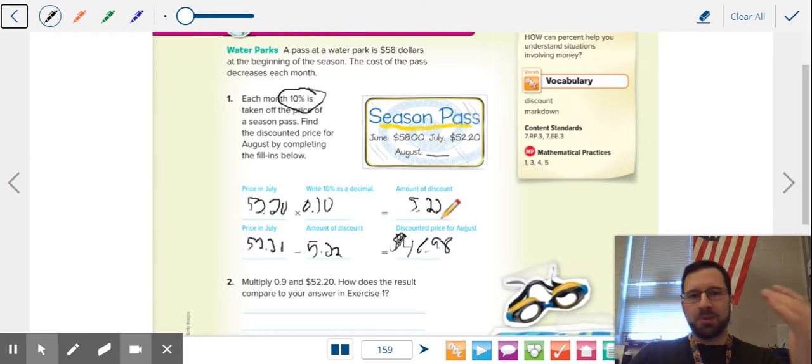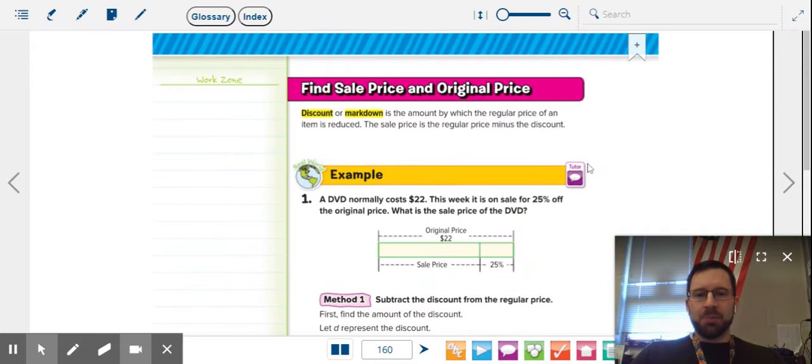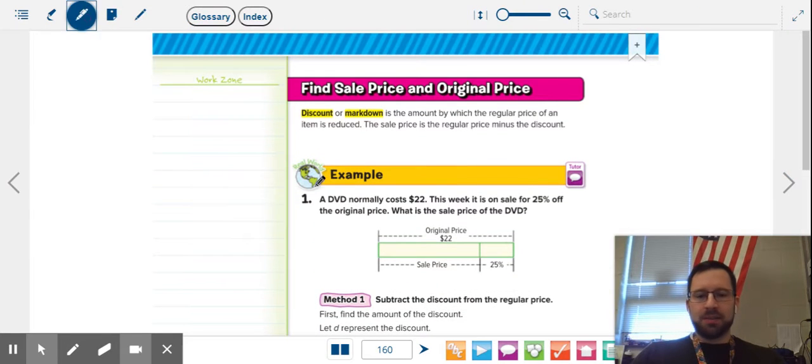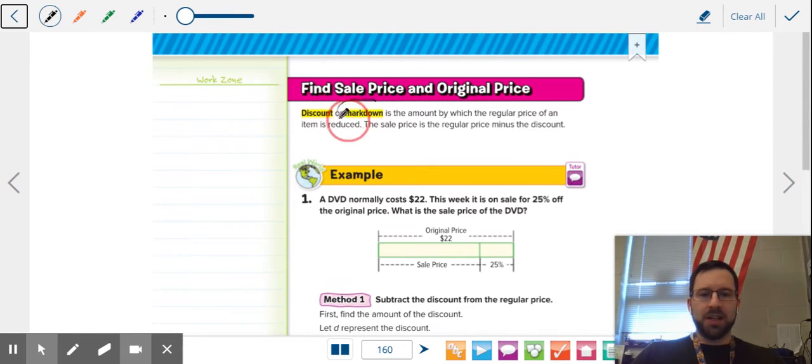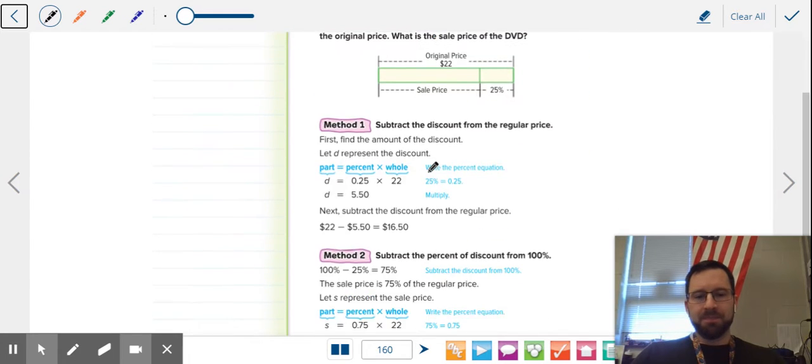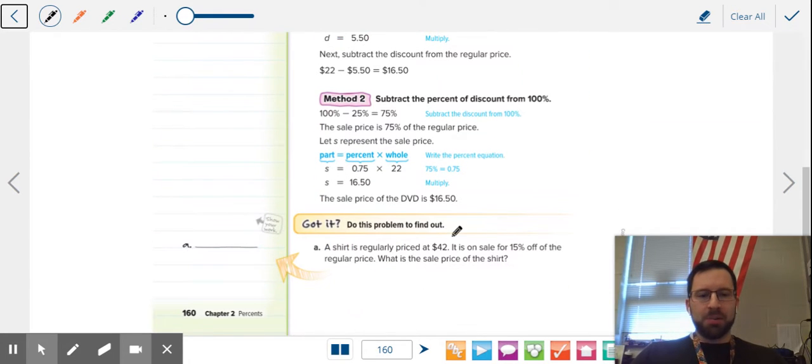In all, you take the percent times the amount, and instead of adding it as with tax, tip, and markup, you take it away. So let's look at another example. We're on the next page, 160. It's also called markdown instead of markup. A shirt is regularly priced at $42. It is on sale for 15% off. What is the sale price?